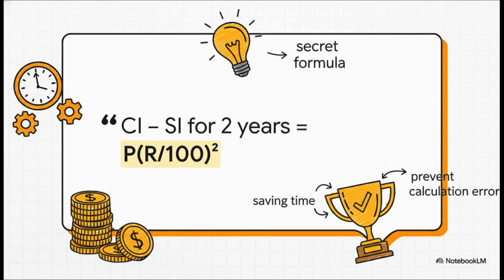This right here is your secret weapon. For any 2-year period, the difference between compound and simple interest is just this simple little formula. Seriously, memorize this. It'll save you so much time and help you avoid silly calculation mistakes.